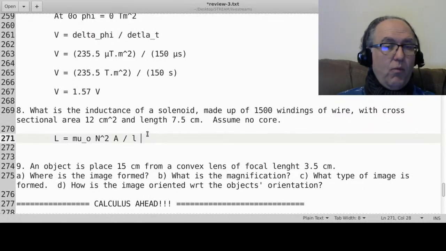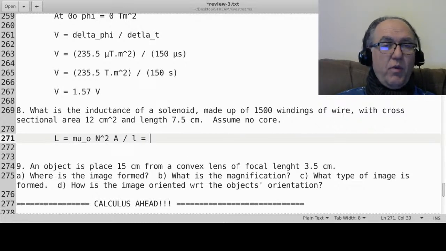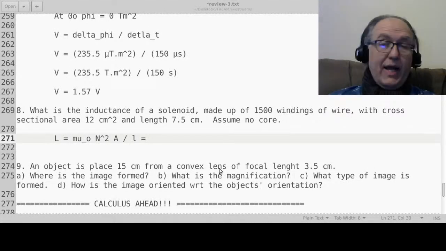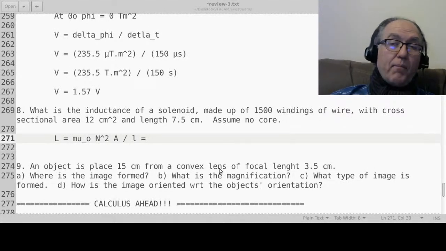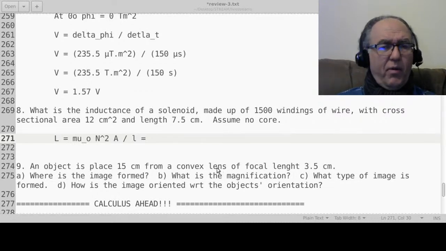Okay, so what is the inductance? I just made this one a very simple one where you just plug in, you don't have to rearrange. But on the test, I could say, look, the inductance is this, and then ask you to calculate one of the other parameters in there. Okay, so we want to design a solenoid that gives us an inductance of like 50 millihenries. Okay, and then what are the parameters that we need? This is the formula you use.